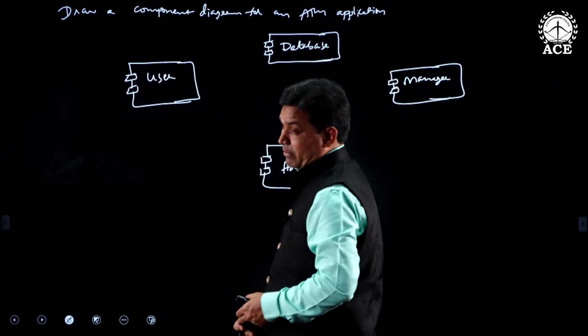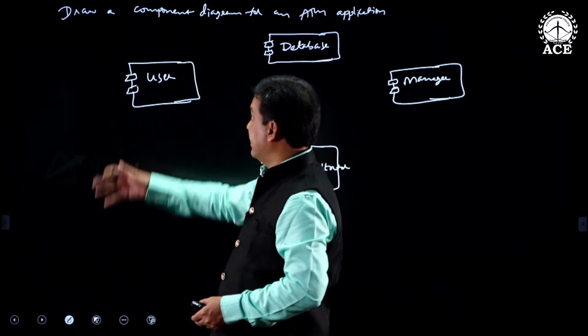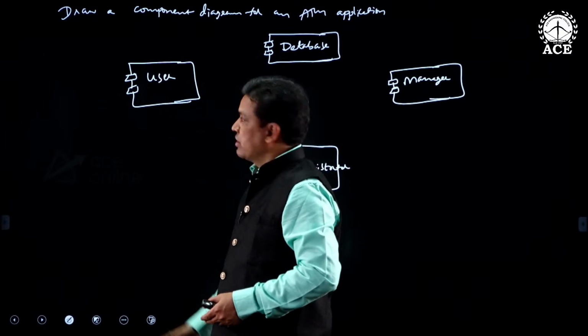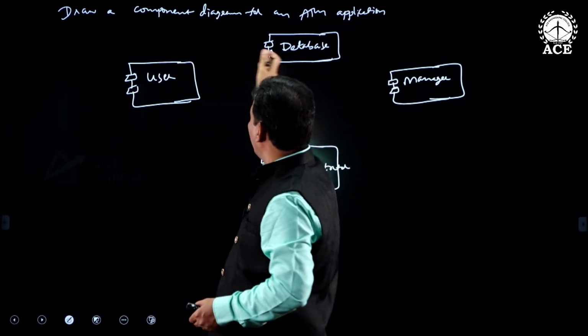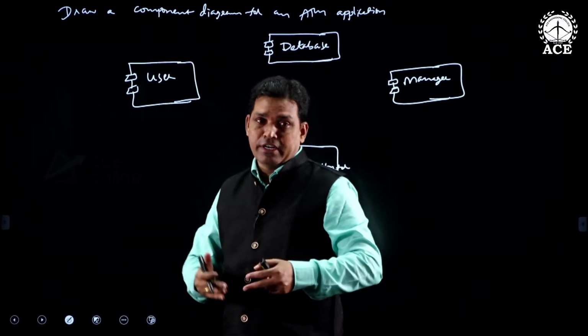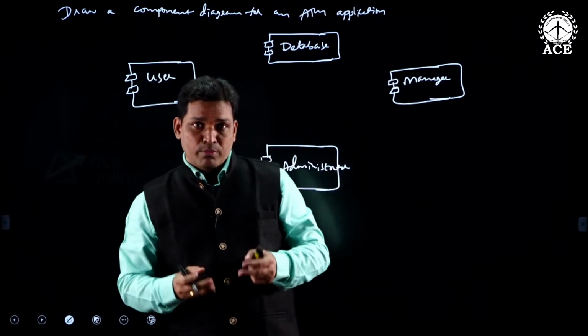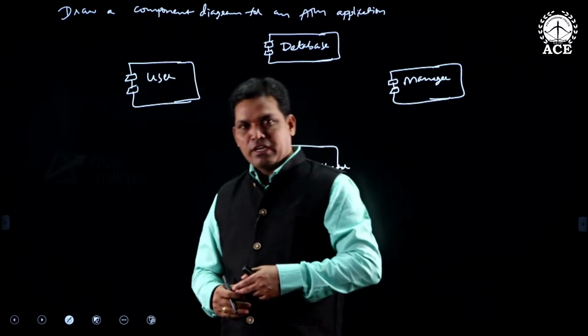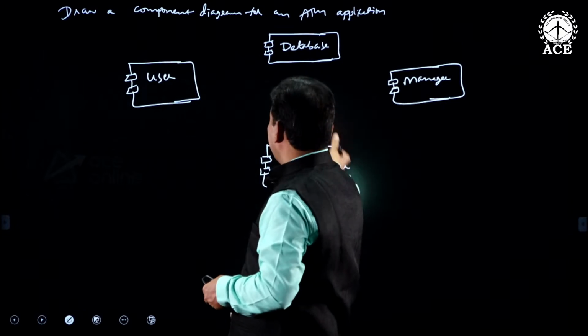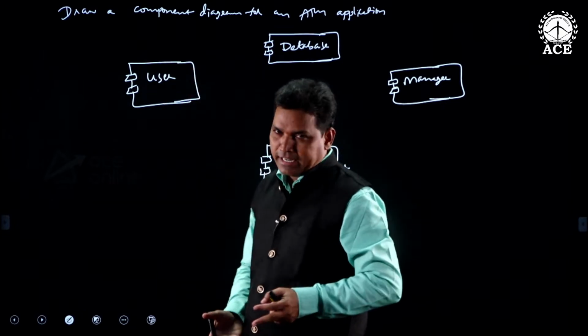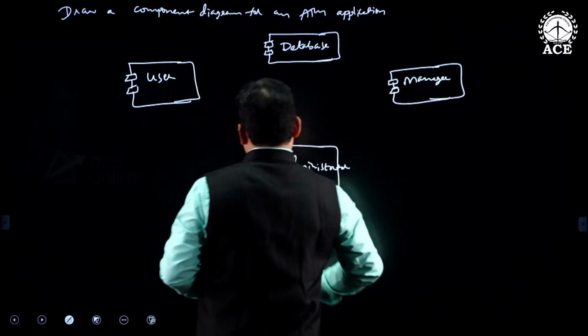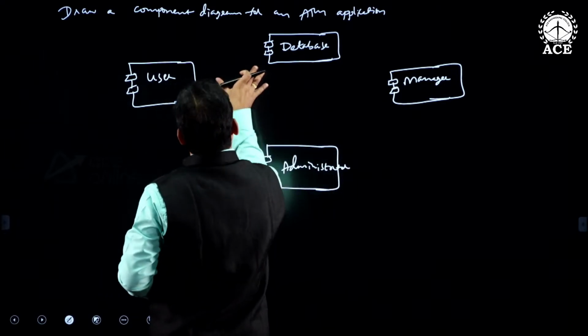What are the relationships among these components? We identified the components for an ATM application: four components, and we gave a unique name to each one. Now what next do we have to do? We have to establish suitable relationships among these components. Any component diagram is a collection of components and relationships among components. That is the component diagram for an ATM application. Now user and database, these are two components.